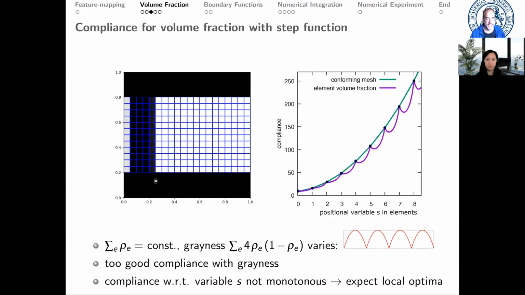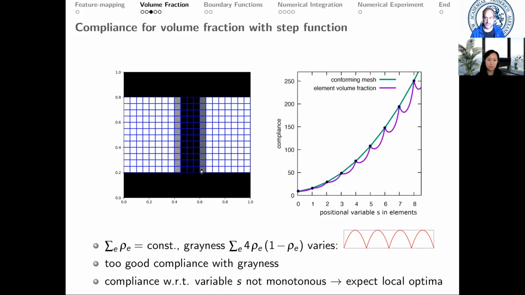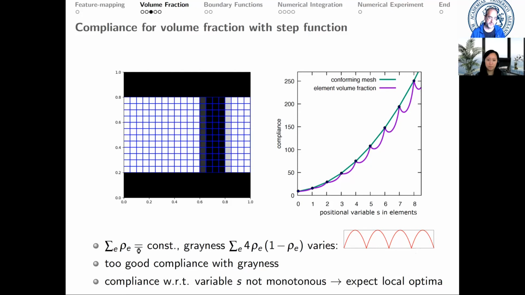This is what we get when we move the bar. When we move the bar, we have positions when we are completely aligned with the mesh. Then we have a perfect black and white solution, and with this grayness measure, it means we have no grayness. Half an element wider, we have grayness, we have the intermediate volume fractions. And then again, no volume fraction, no grayness. So the grayness bumps. The sum of density is constant, but the grayness varies.